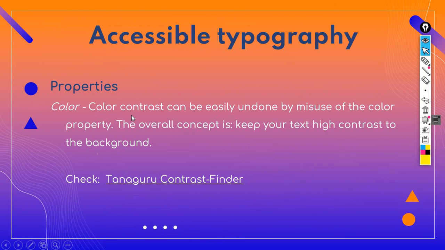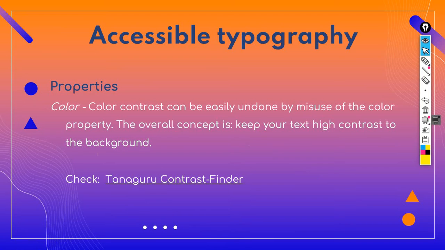So for the color, color contrast can be easily undone by misuse of the color property. So the exact rules for contrast are rather advanced. So for example, wide stroke text is allowed to have less contrast than narrow stroke text. But regardless of the rules, the overall concept is easy to understand. Keep your text high contrast to the background.